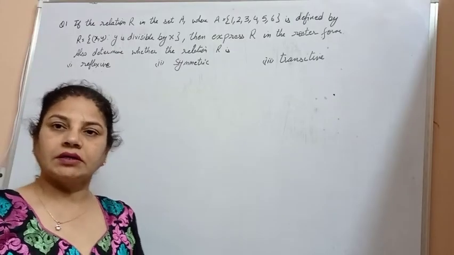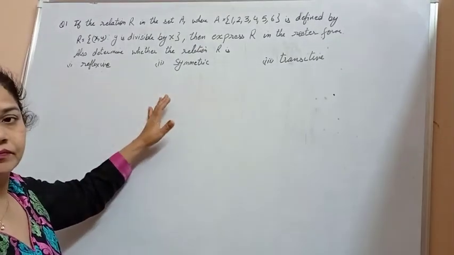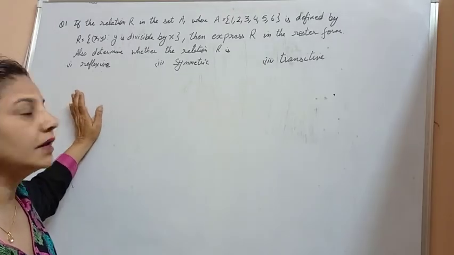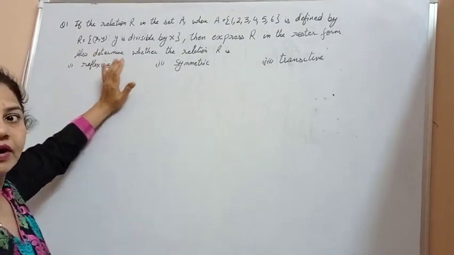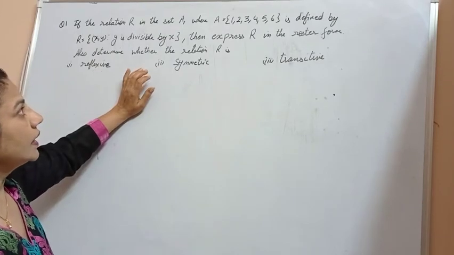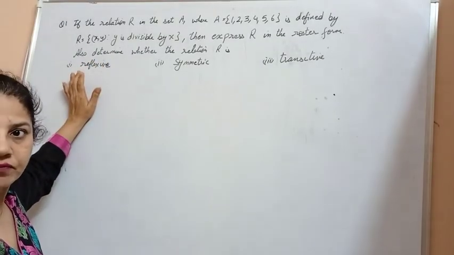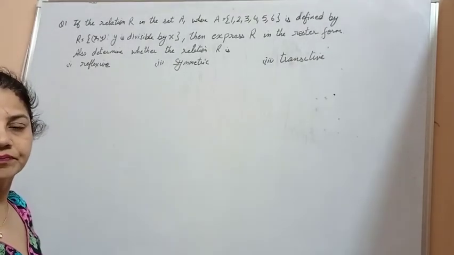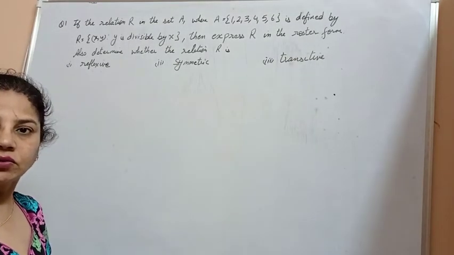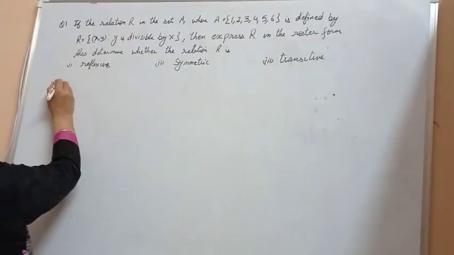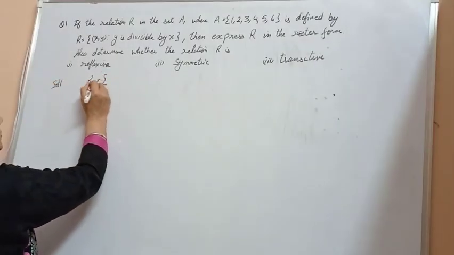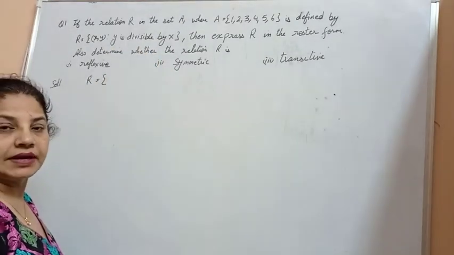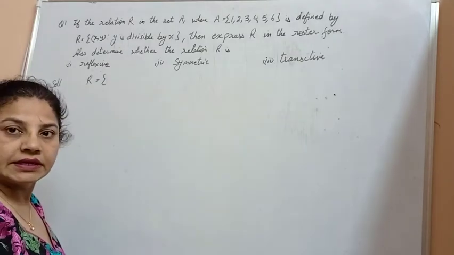If the relation R on a set A, where the set A is given as 1, 2, 3, 4, 5, 6, is defined by the relation (x, y) such that y is divisible by x, then express the relation R in roster form. Also determine whether the relation is reflexive, symmetric or transitive. First we write the relation in roster form. y is divisible by x and x, y both are elements of set A.